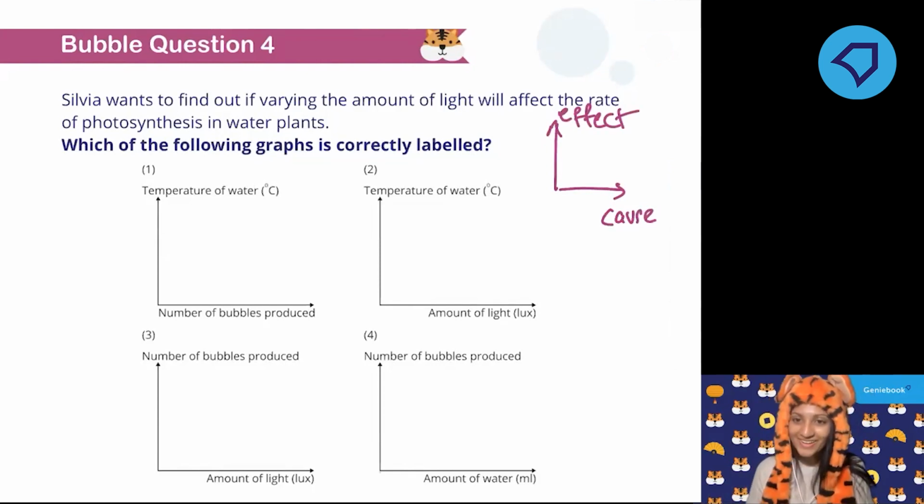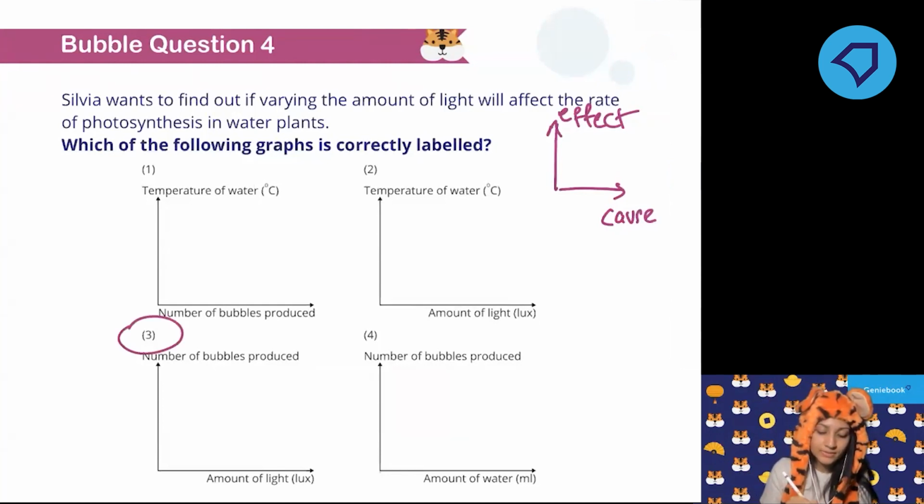Oh, okay, not bad. Around 83%, if my math is right, 83% of you get it correct. The answer should be number 3. So light, this is the cause. Number of bubbles produced, this will be the effect.